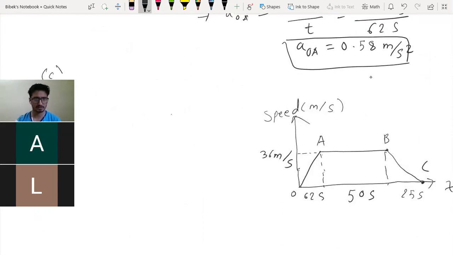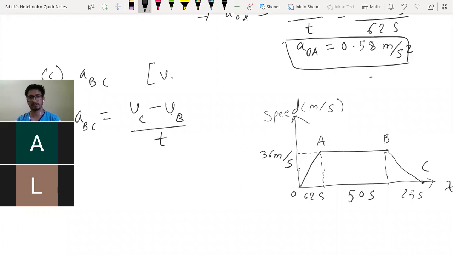So we're here for number C. It's asking you to find the acceleration from B to C again. So it's an acceleration problem, and you need to use the same formula again. The acceleration BC will be the final velocity minus the initial velocity, so that's VC minus the velocity at B, divided by time. I'm using the same formula: final velocity is initial velocity plus acceleration times time.